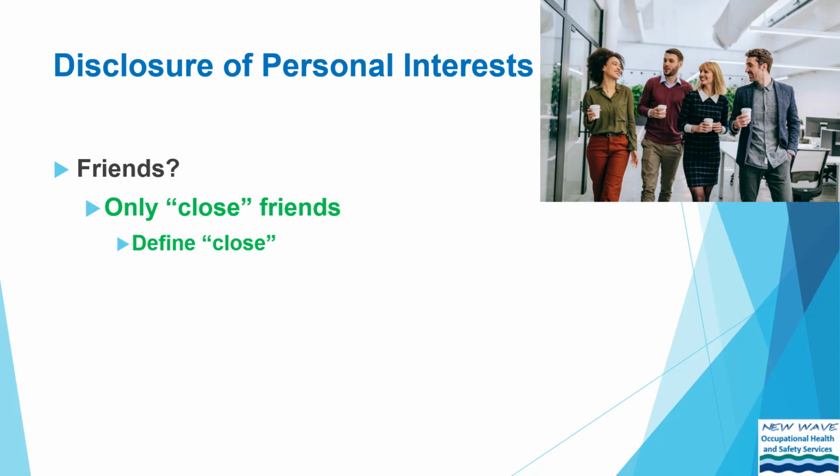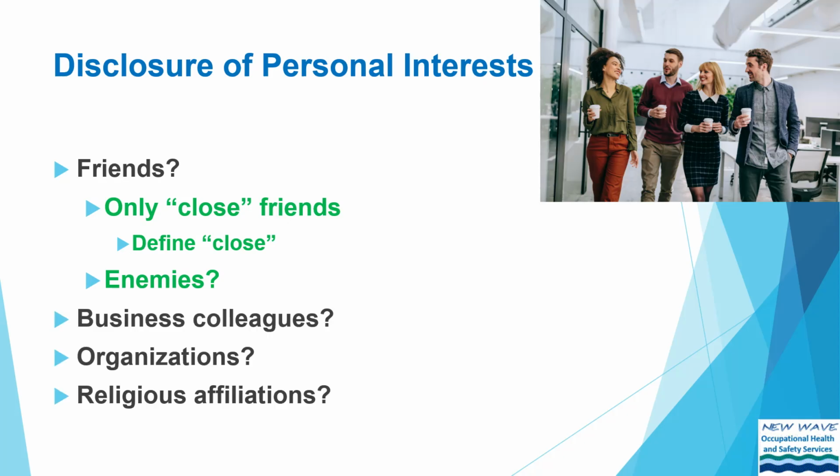And how about your friends? Should you disclose information about them? Even more interestingly, do you need to tell the other parties that you hate someone involved in the project? Do you need to disclose your enemies? And what about business colleagues, organizations you belong to, the church you attend? How much of these personal interests need to be disclosed?